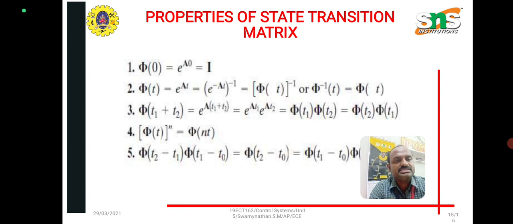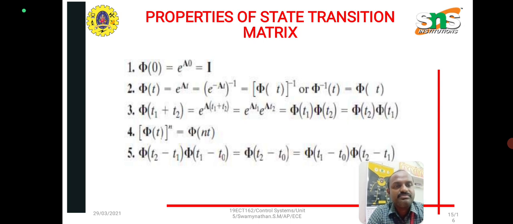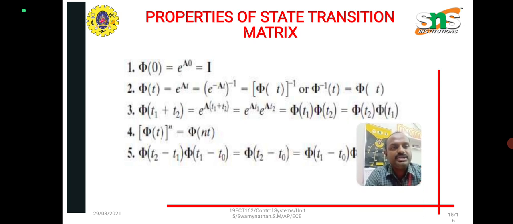These are all the properties of the state transition matrix. Phi(0) equals e to the power A0, which equals I. Phi(t) equals e to the power At. Then you can make this inverse. Again, phi(t1 plus t2) equals e to the power A(t1 plus t2), so you can write e^(At1) times e^(At2). Based on this, you get the third point. And the fourth point, phi(t) whole power n means phi(nt), where n is applied to the t side. The same thing for phi: t2 minus t1 and t1 minus t0. So you can write that phi(t2 minus t0) equals phi(t2 minus t1) times phi(t1 minus t0).